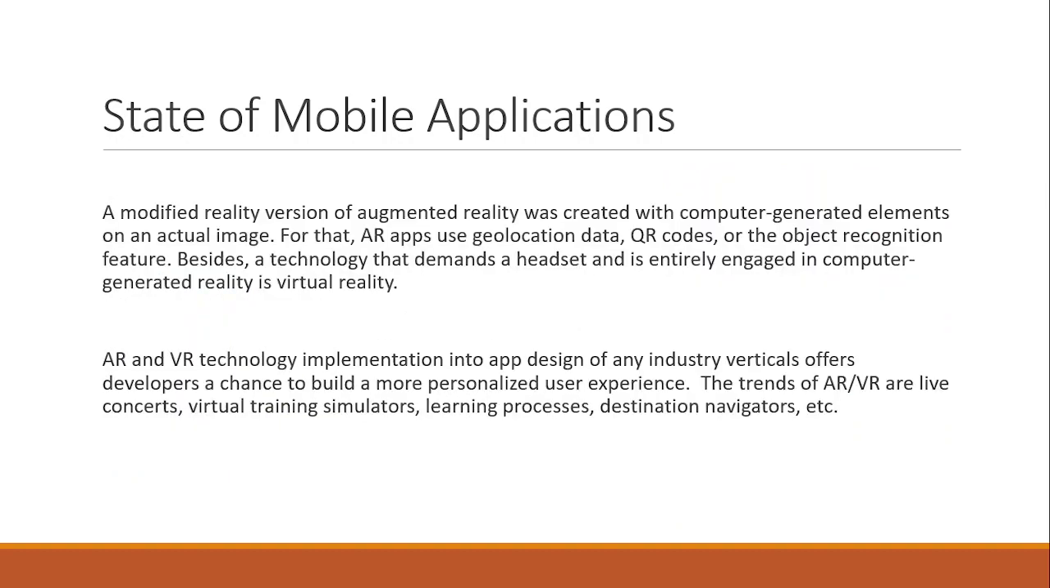So this is a continuation of the VR AR integration. The modified reality version of augmented reality was created with computer-generated elements on an actual image. For that, the AR apps can use geolocation data, so you can utilize the device's GPS, QR codes, maybe the camera of our phone.